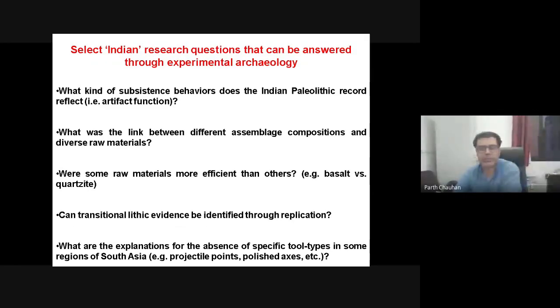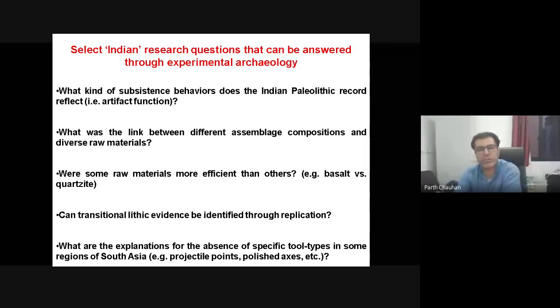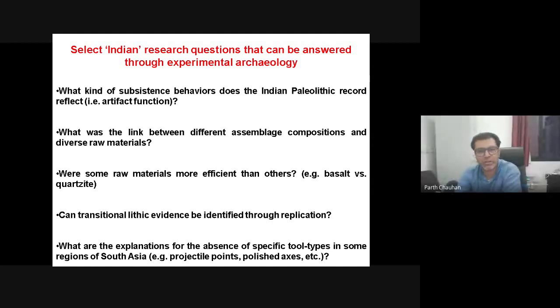What are the explanations for the absence of specific tool types in some regions of South Asia? For example, handaxes, projectile points, polished axes. These diagnostic tool types are missing in many regions. So what we can do is maybe use the raw materials from the regions they're missing in and try to replicate these tool types. Maybe we might find out that they're missing because the raw material is not suitable, or there could be other factors. So maybe the raw materials were not exposed during human occupation, or the climate was not suitable. But experimental archaeology can be a small factor in getting the whole picture properly.